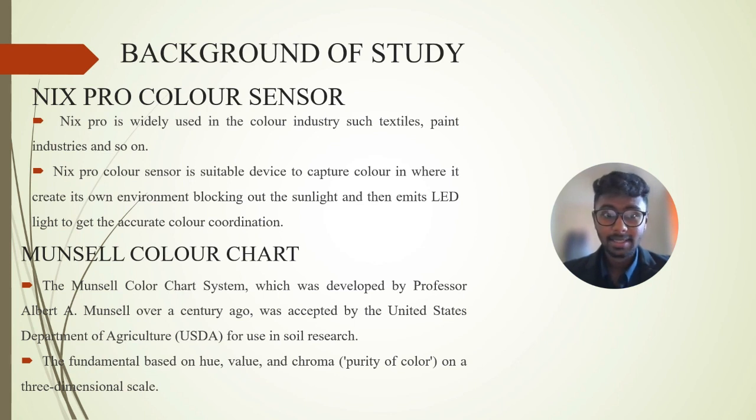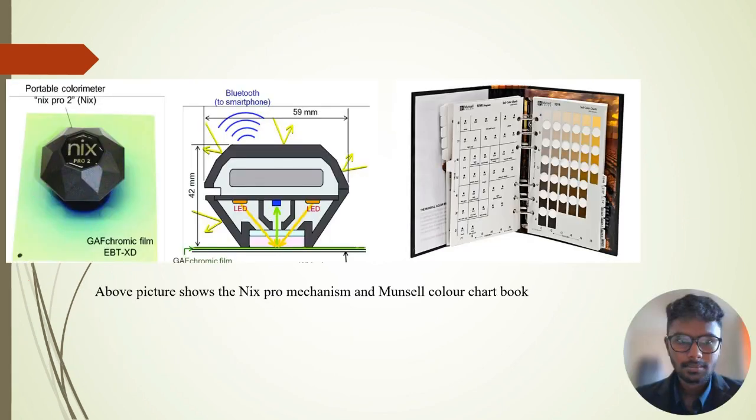Whereas the Munsell color chart, which was developed by Professor Albert A. Munsell over a century ago, was accepted by the United States Department of Agriculture (USDA) for use in soil research. The fundamental base of hue, value, and chroma, which is the purity of color, on a three-dimensional scale, is imprinted in a color chart book. These are the NIX Pro color sensor and the Munsell color chart book. The NIX Pro color sensor mechanism is shown in detail in the slide.